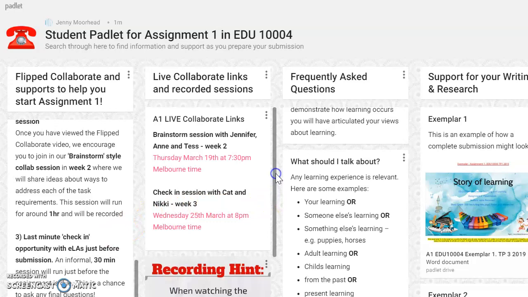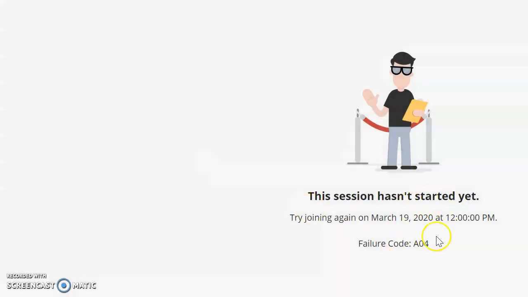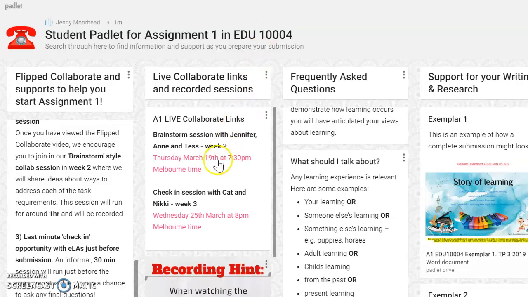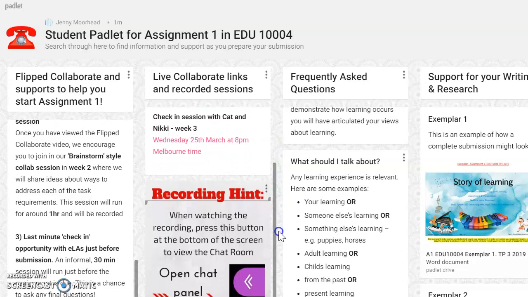So let's have a look here. I've just put the links in here. We're going to start off with our brainstorm session, and you can see there's a link there and you can click straight on that and it will take us to our collaborate session. You can see that it's not going to start until the 19th, but you can click on those, and then there's our last minute check-in session just before submission in week 3.